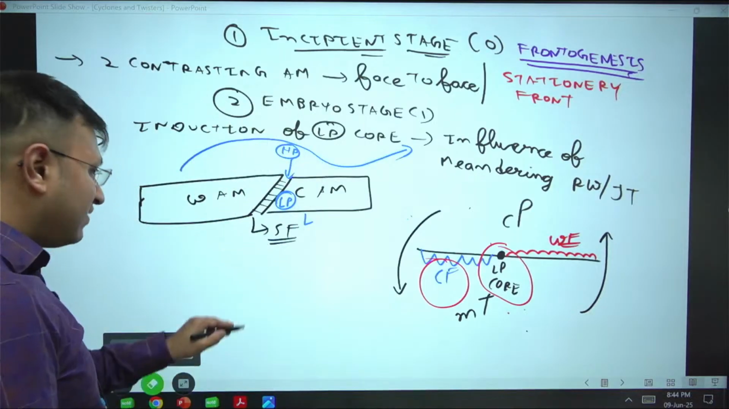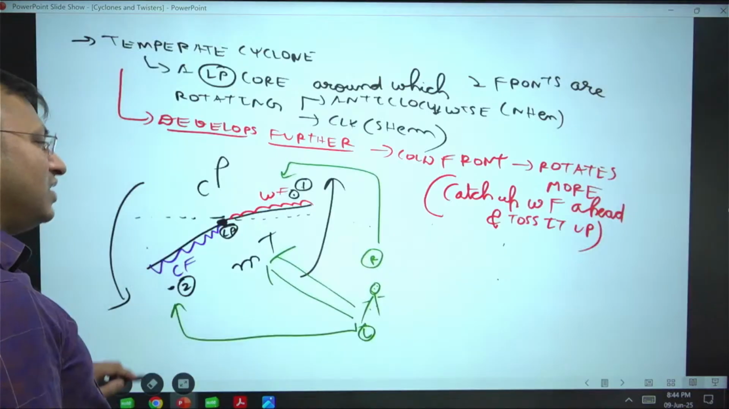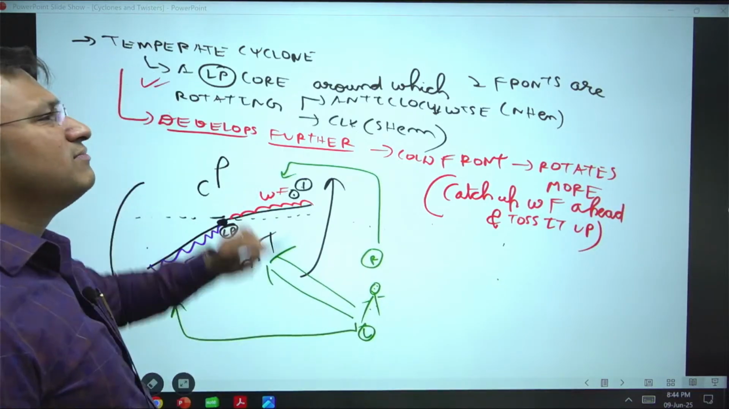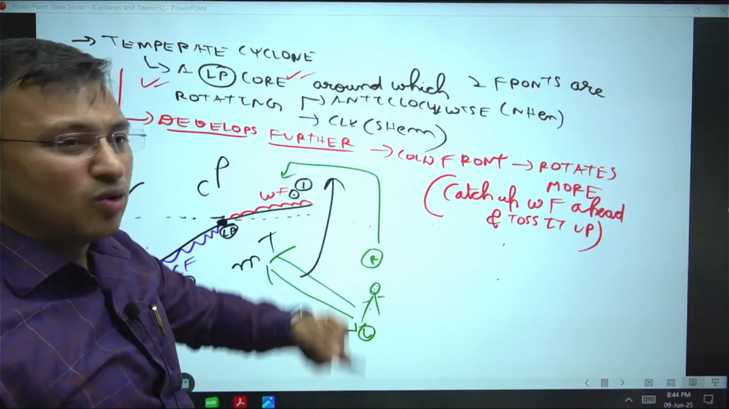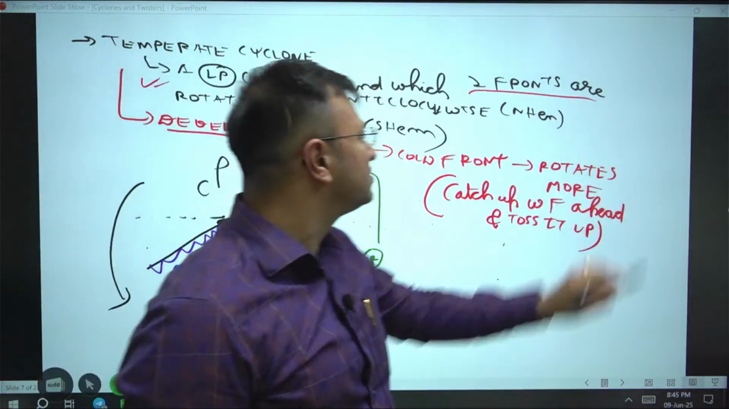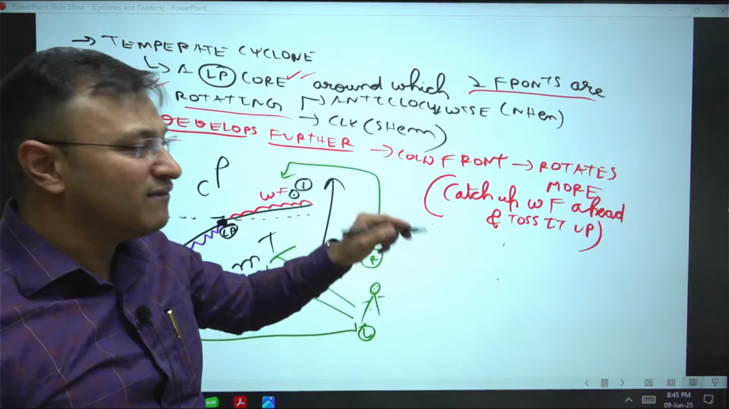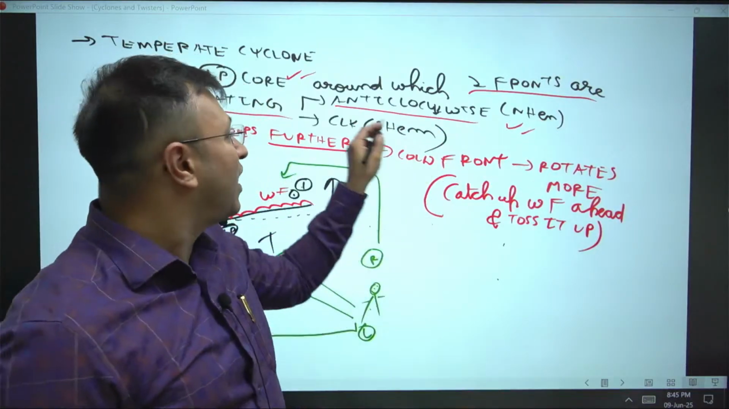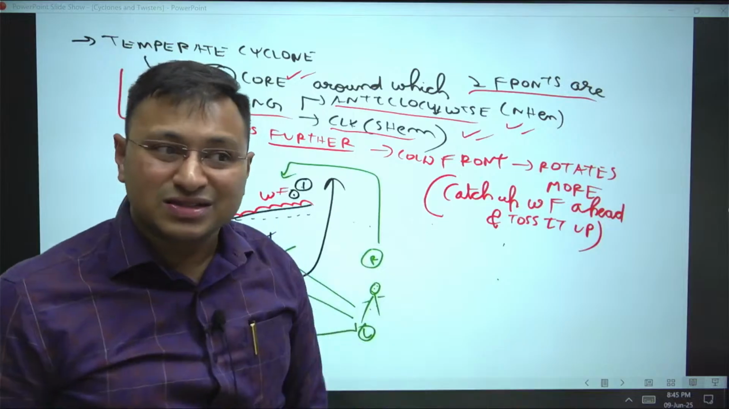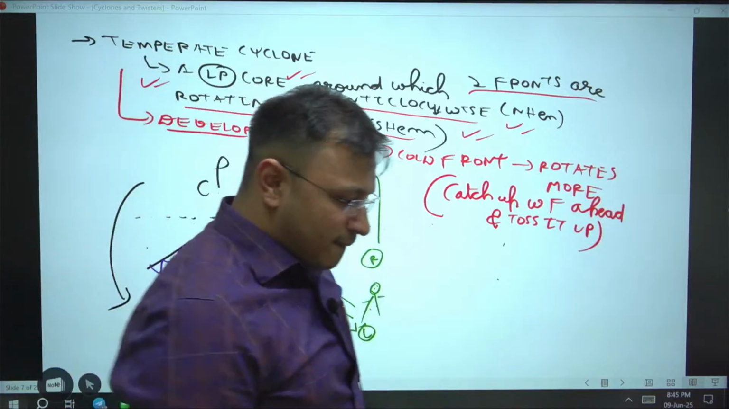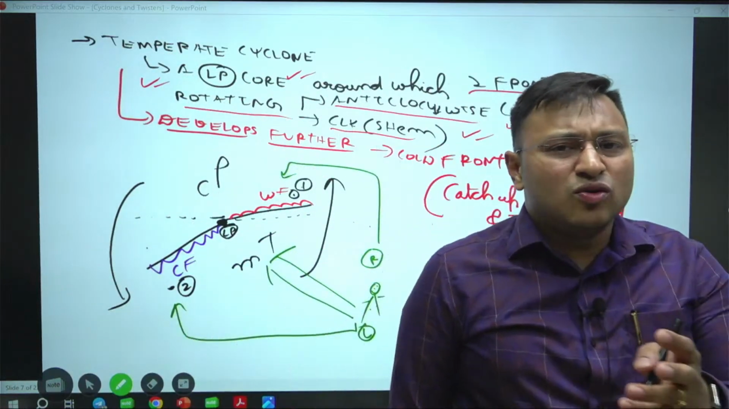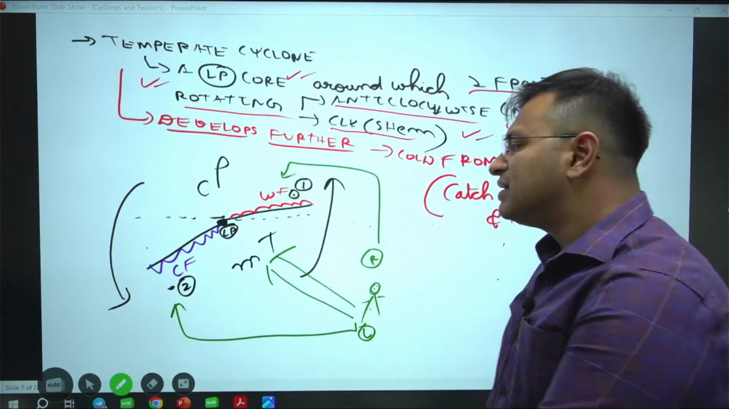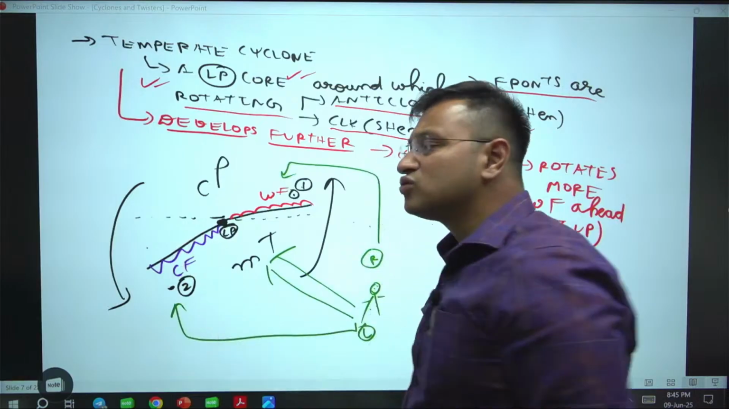It is as simple as this. So if we are trying to understand what essentially is a temperate cyclone, it is a low pressure core around which two fronts are rotating. In which direction? Anti-clockwise if you are in the northern hemisphere, and clockwise if you are in the southern hemisphere. And if we try to decode which front has to rotate more, naturally your cold front has to rotate more.